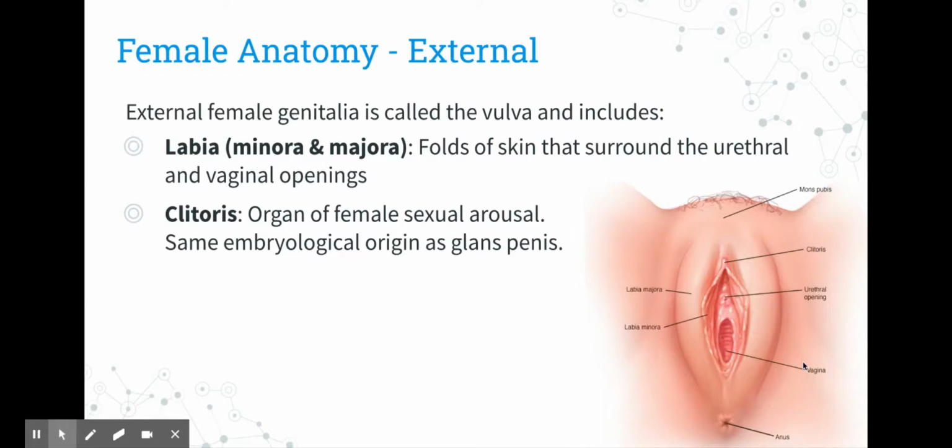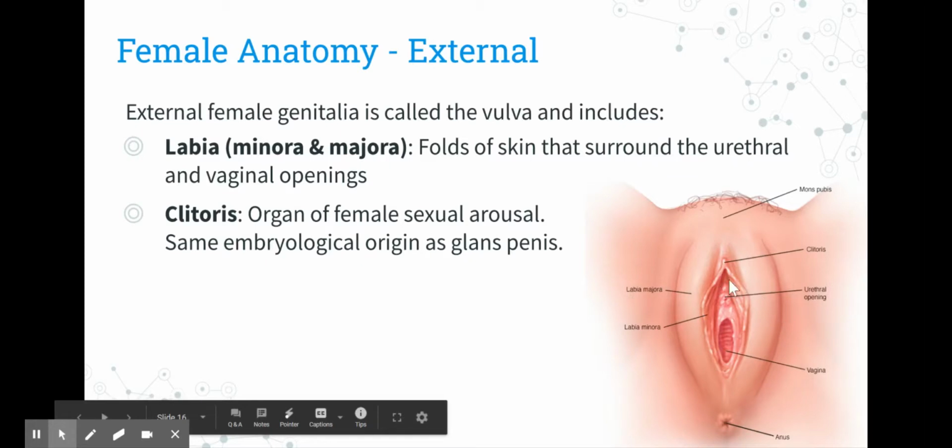The external anatomy of a female together is called the vulva. So these are the external genitalia, and it includes the labia, which are the folds of skin that surround the urethral and vaginal openings, as well as the clitoris, which is the organ of female arousal and has a similar embryological origin as the head of the penis.